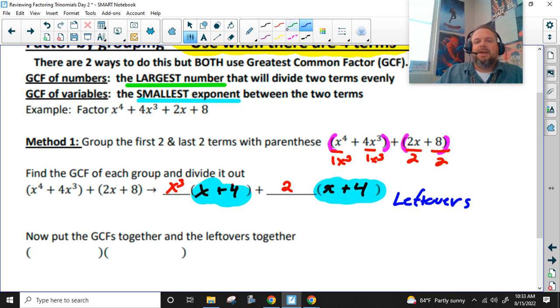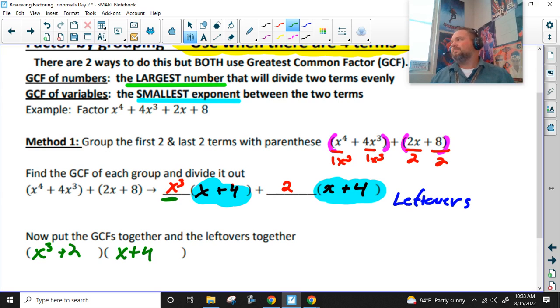Now we're going to put our GCFs together. That's these terms. We're going to say x to the third plus 2. And then our leftovers go together right here. All right. Now, that is the method of factoring by grouping. Some people will love this method, and that's fine. And we appreciate them just the same. That's their spot in the universe.